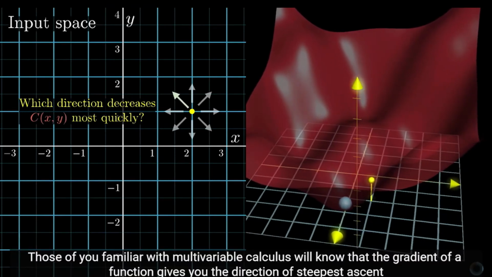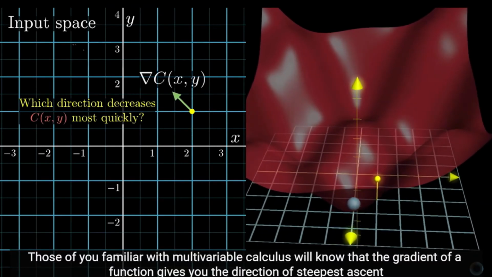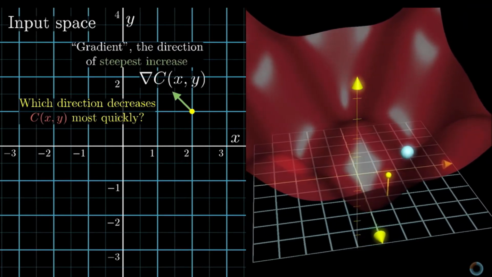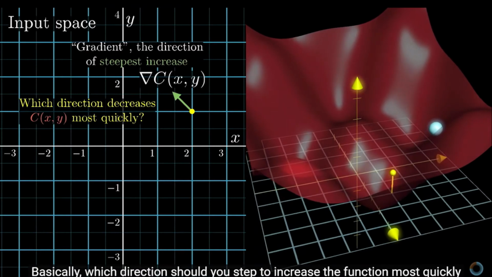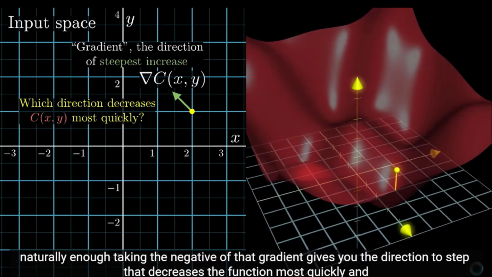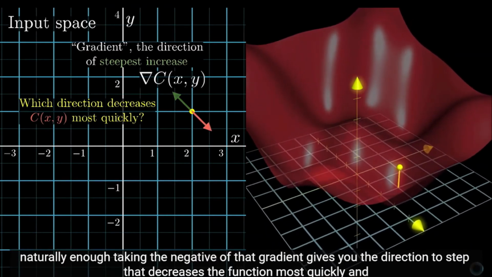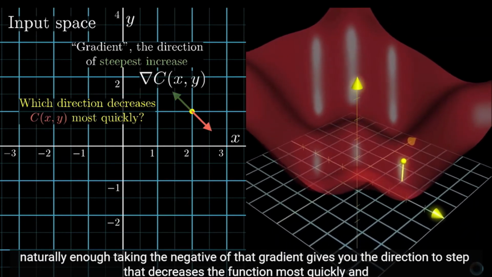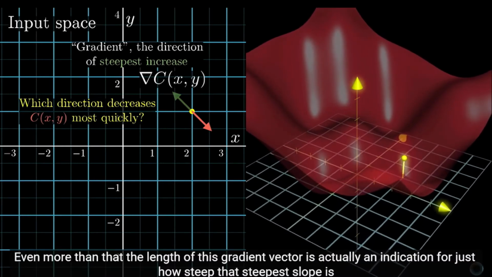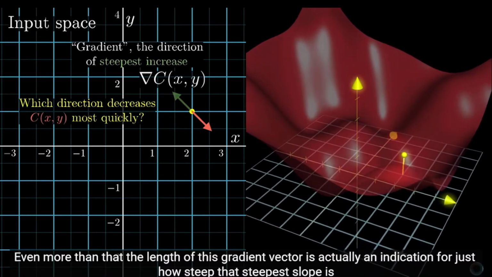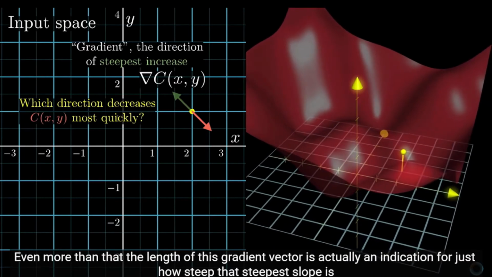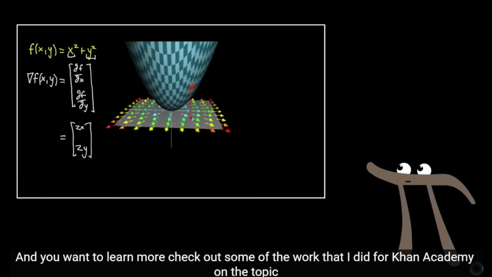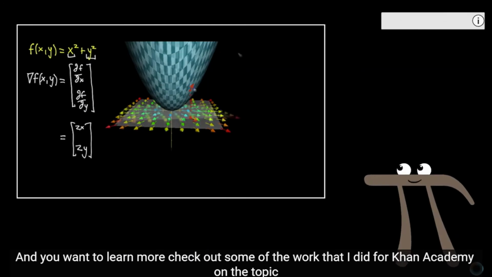Those of you familiar with multivariable calculus will know that the gradient of a function gives you the direction of steepest ascent. Basically, which direction should you step to increase the function most quickly? Naturally enough, taking the negative of that gradient gives you the direction to step that decreases the function most quickly. And even more than that, the length of this gradient vector is actually an indication for just how steep that steepest slope is. Now, if you're unfamiliar with multivariable calculus and you want to learn more, check out some of the work that I did for Khan Academy on the topic.